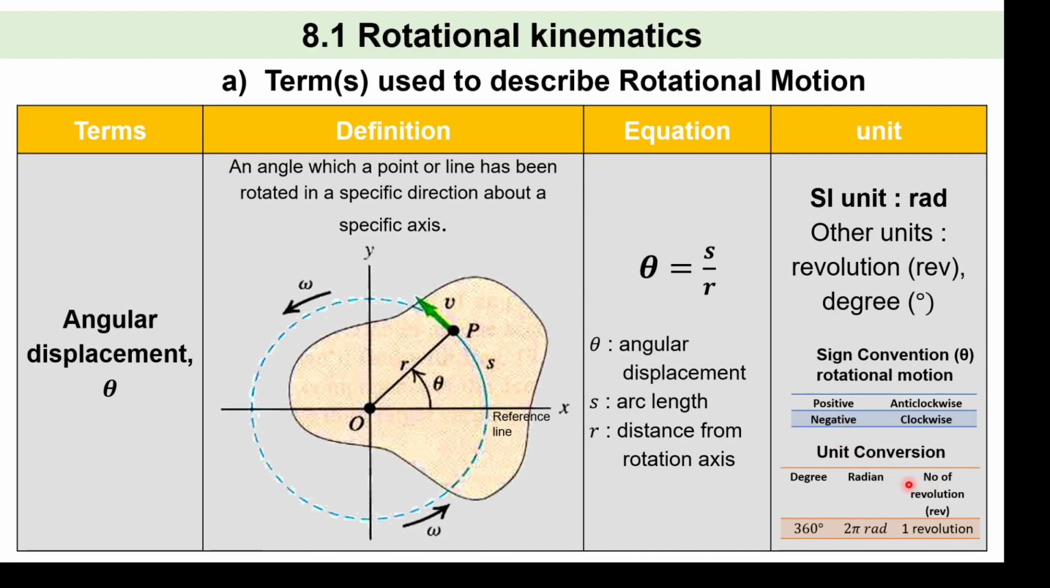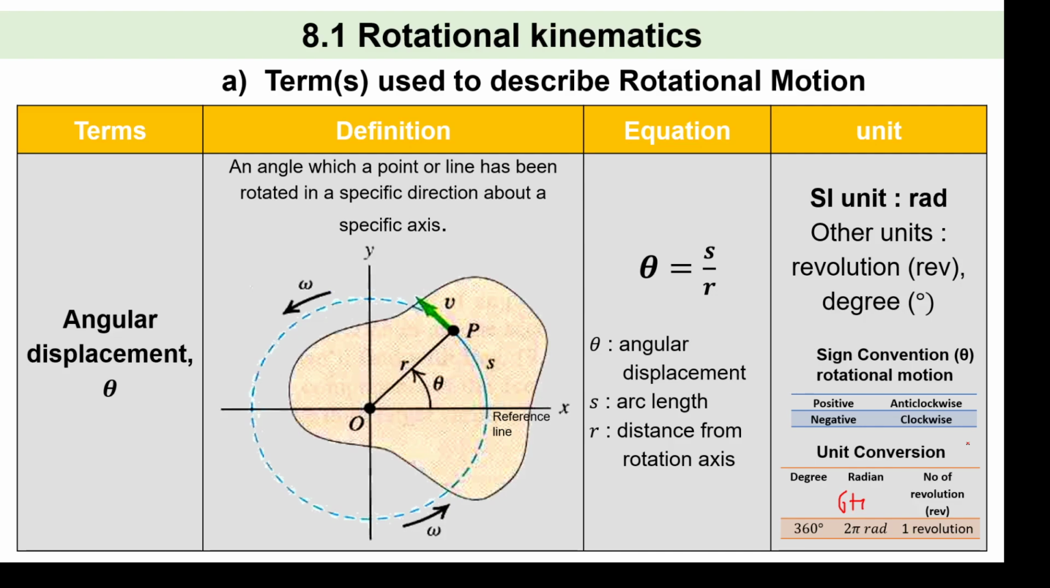For example, if you have 3 revolutions, what is 3 revolutions in radians? It should be 6 pi. And then you need to know how to convert radians to degrees. Those things you will explore in more detail inside your tutorial classes.